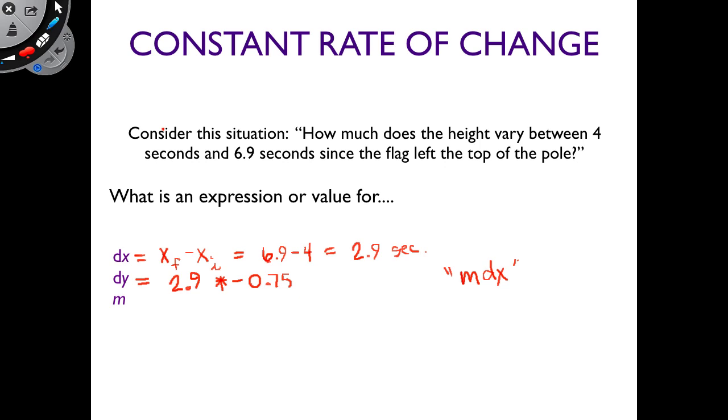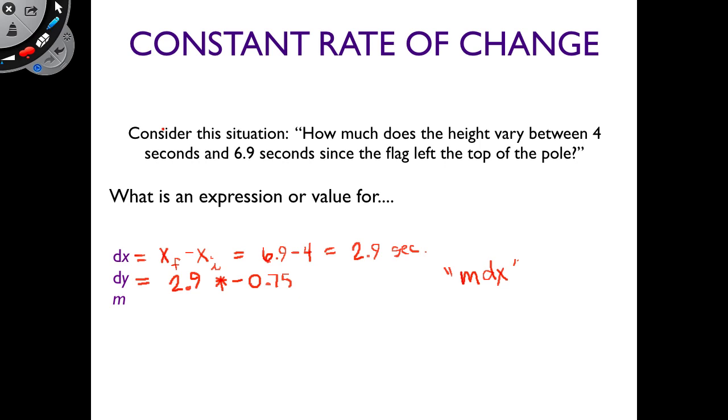If I didn't know there was a constant rate of change relationship, in order to find the height, I'd have to know the change in height. I'd have to know the starting height and the final height. We don't here, though. It doesn't matter what increment of time we're talking about, where these 2.9 seconds lie in the scope of this flag ceremony.